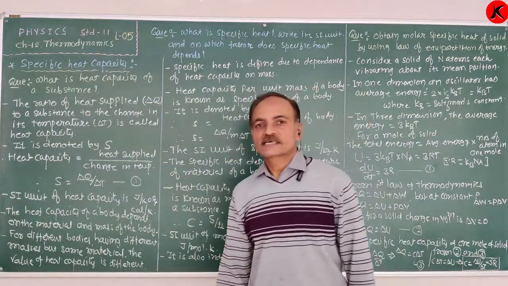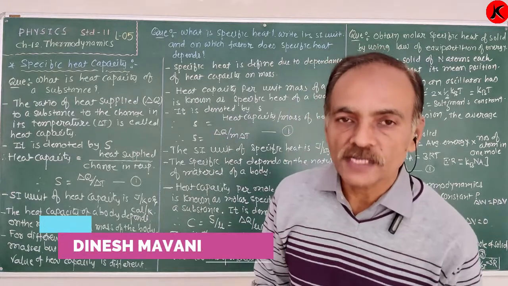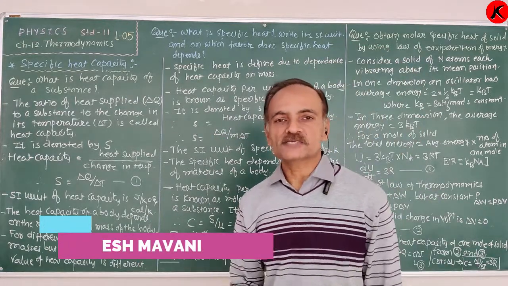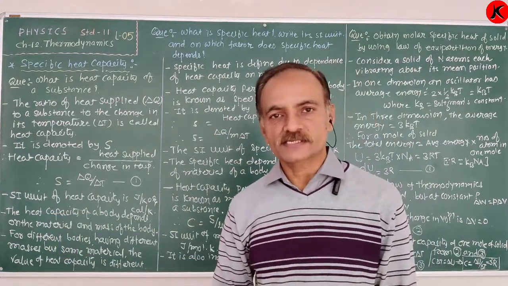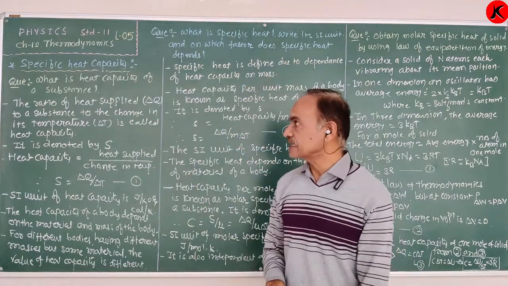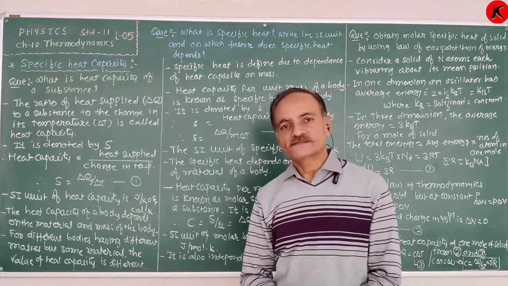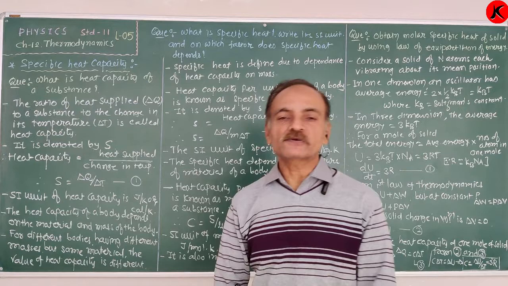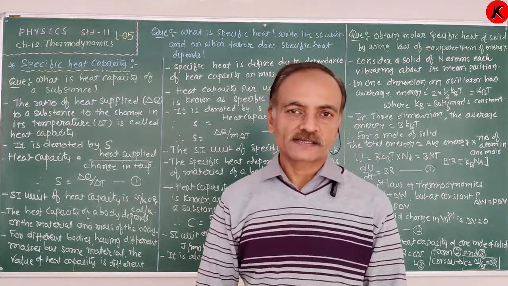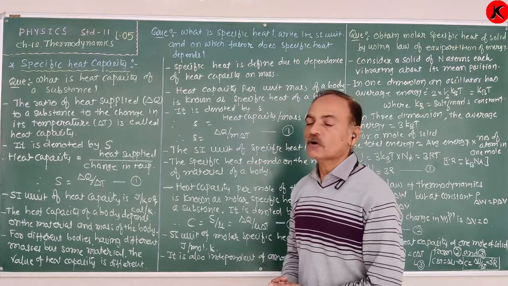Good morning, friends. After the discussion of the different forms of the first law of thermodynamics for isothermal process and at constant pressure, we are going to discuss the specific heat capacity and also the specific heat. And also we are going to discuss the molar specific heat. Now first, what is the specific heat or the heat capacity of a substance?